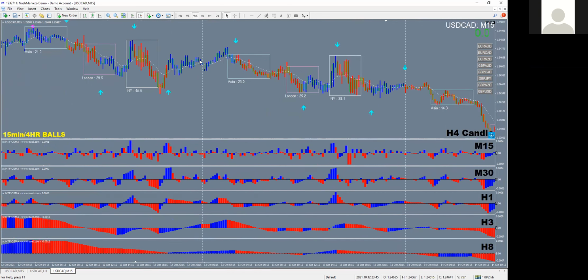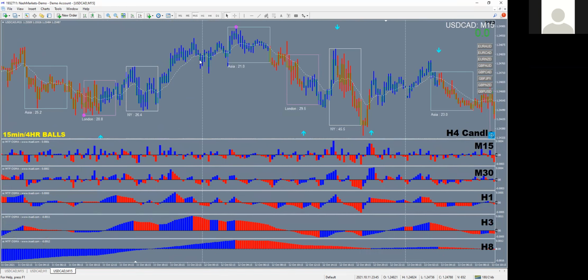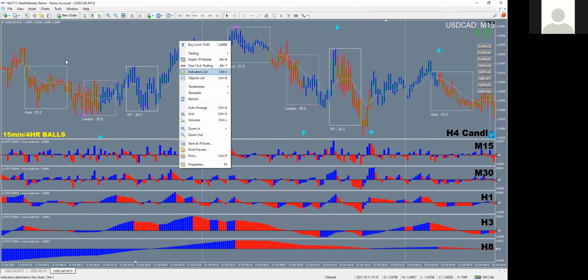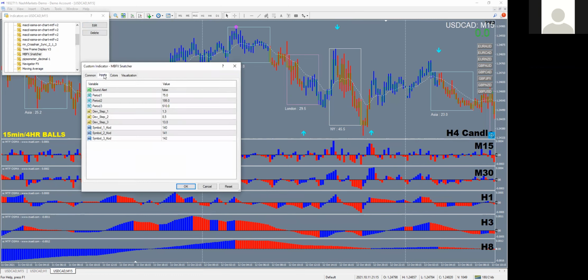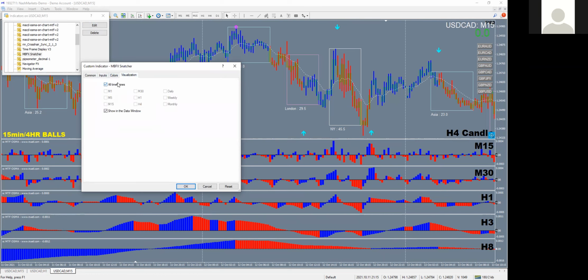What happened? All right, go to your indicator list. So I wonder if he has a 1 hour. Go to the first one. That or 4 hours. Go to the first snatcher. Go to your visualization, please. Okay, so it's not all time frames. That's just M1. M1? Yeah, that's the 15-minute balls on the 1 minute. Okay, that's fine. That's why you weren't seeing the balls there.